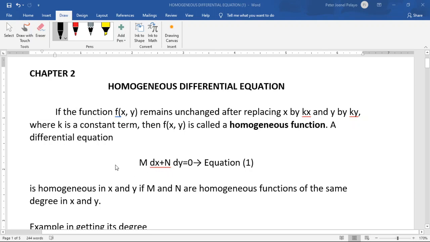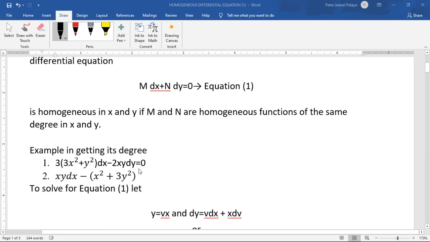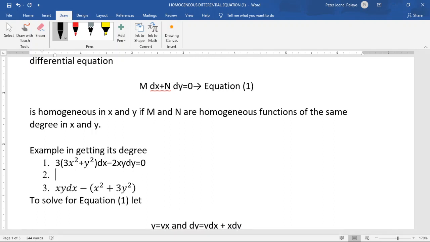So, it is homogeneous in x and y if M and N are homogeneous functions of the same degree in x and y. So, example tayo, in getting its degree. Our first example will be 3 times the quantity 3x squared plus y squared dx minus 2xy dy is equal to 0.